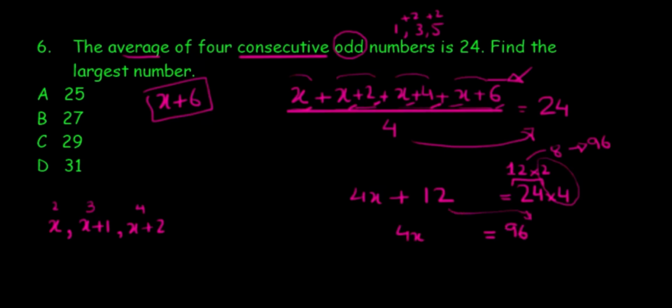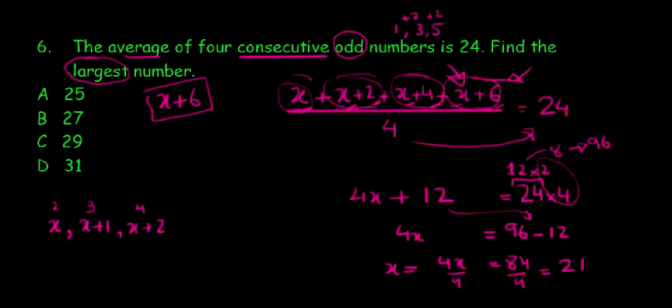I'll bring the 12 to the other side and subtract it, because it's addition there. So 84 for 4x, divide both sides by 4, so I end up getting 21. X equals 21. Now because they wanted the largest number, they don't want the value of x, they're asking for the largest number, and these were our 4 numbers. Obviously that is the largest number, so it's 21 plus 6. That's 27. Your answer.